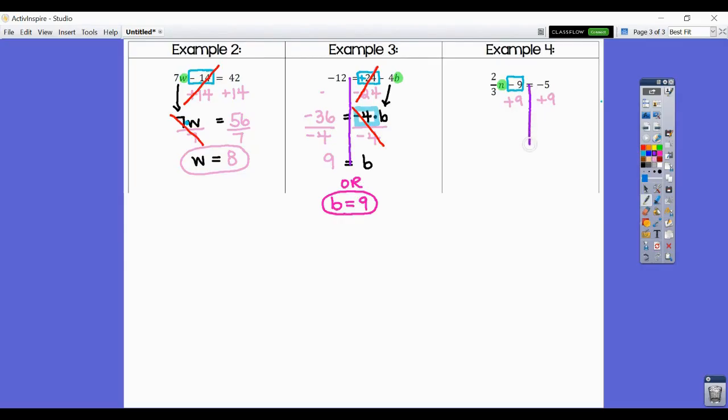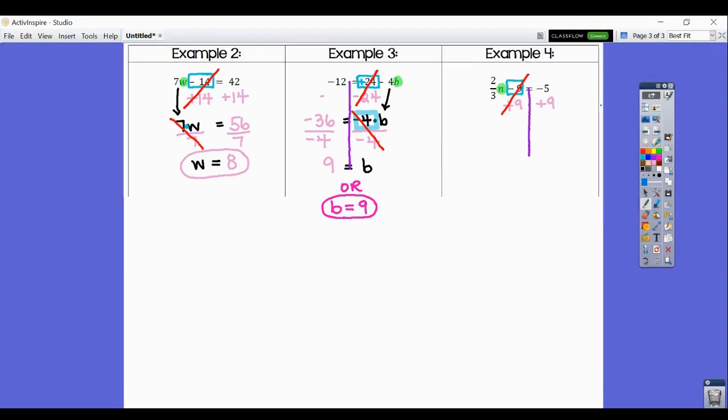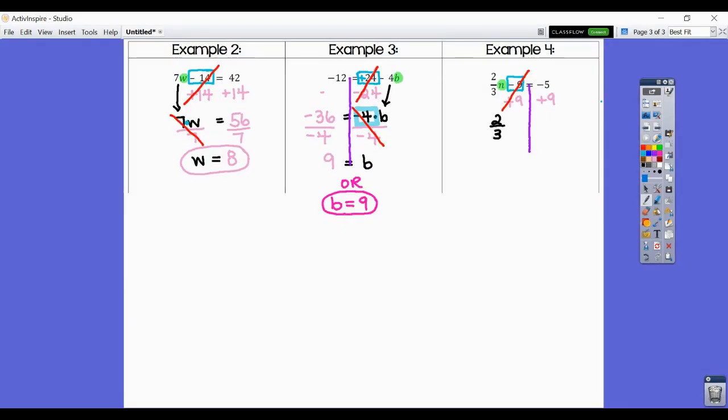Remember, what you do to one side of the equal sign, you have to do the other. Negative 9 plus 9 cancels out to 0. Good. Our goal is accomplished to move that negative 9 away from the variable. It's no longer next to it. It is moved. We bring down everything left, which is 2/3 times that n.